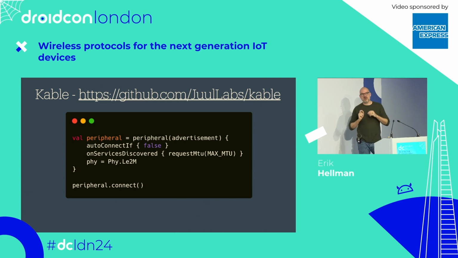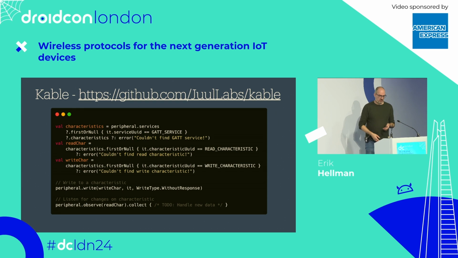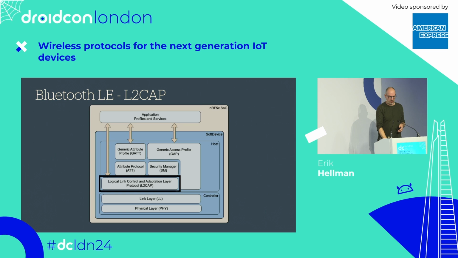iOS does not have an API for this. I don't even know if they support 2M, but it's nice to know that you can do this on Android because you can actually improve the use case for your peripheral. How to read and write. It's also on the cable website, so I'm not going to cover that more.